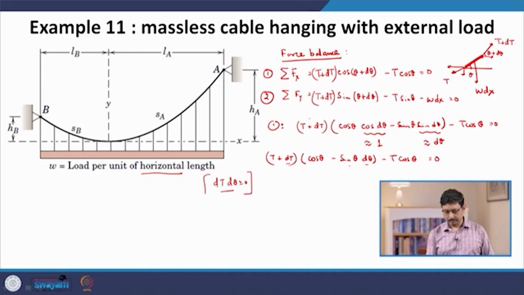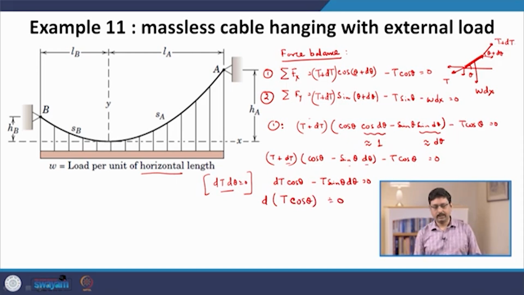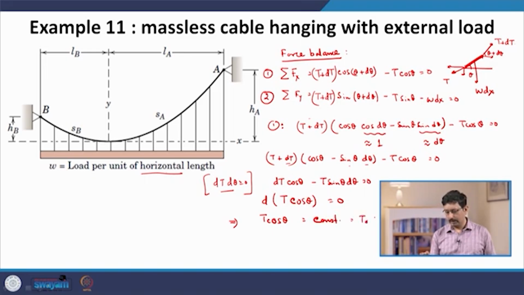So, then we can write the left hand side as, now note that this is the same as saying that the differential of T cos theta is 0. That means that T cos theta must be a constant. Let us call that T naught.